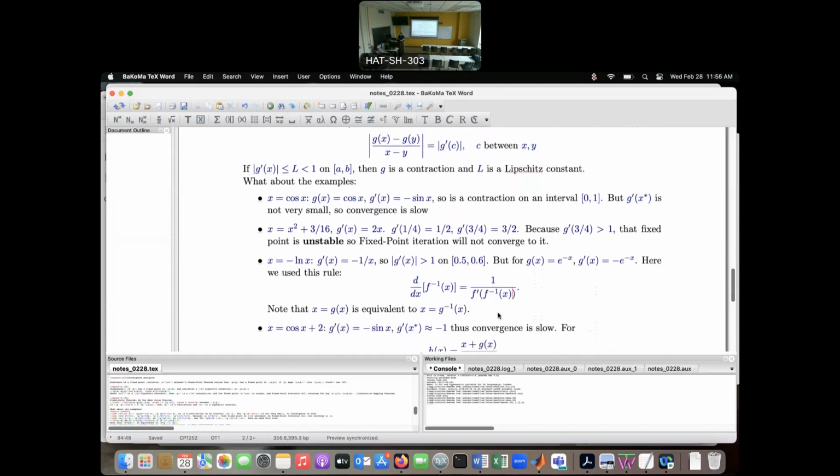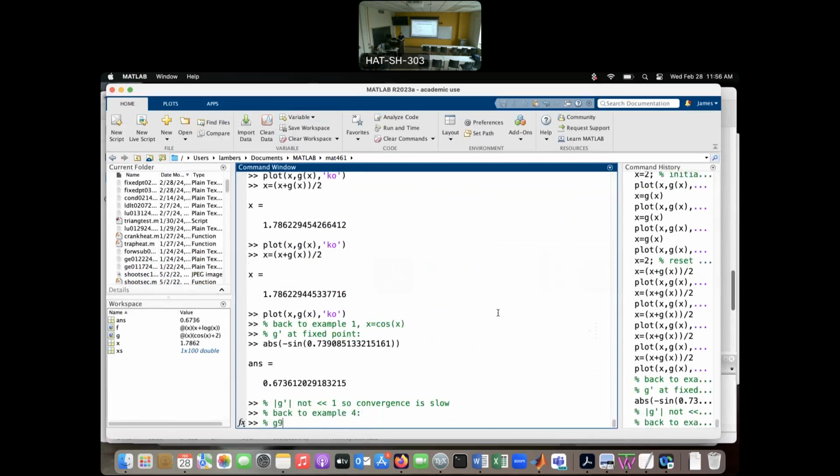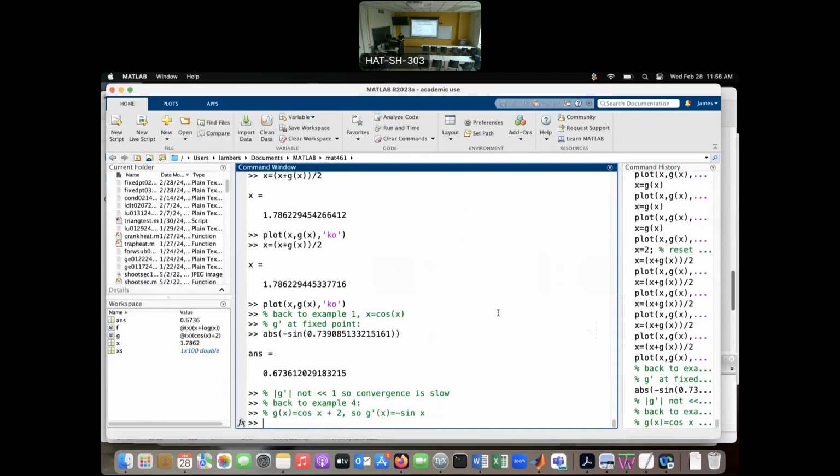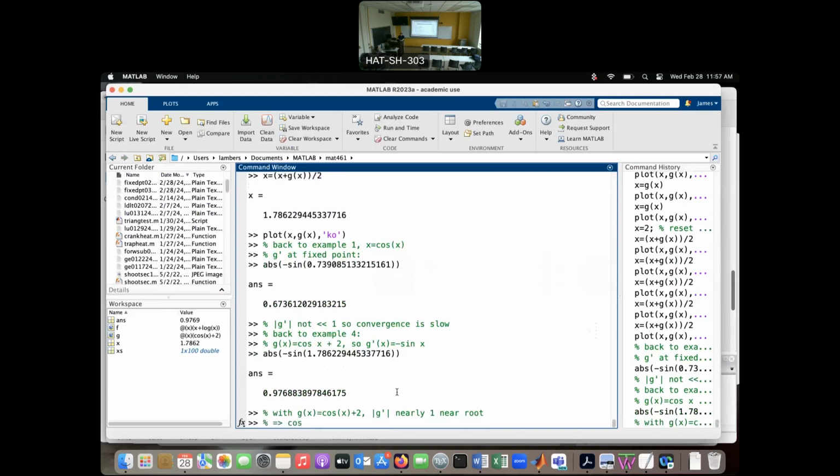And finally, back to example 4. So g of x is equal to cosine x plus 2. So g prime of x is equal to minus sine of x. And the inverse I was getting around here, so minus sine, the value of minus sine of that turns out to be near 1. So with g of x equal to cosine x plus 2, the absolute value of g prime is nearly 1 near the root. So we have convergence very slow.